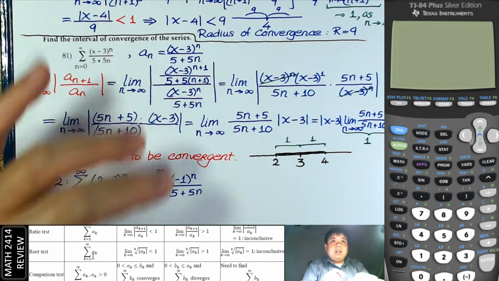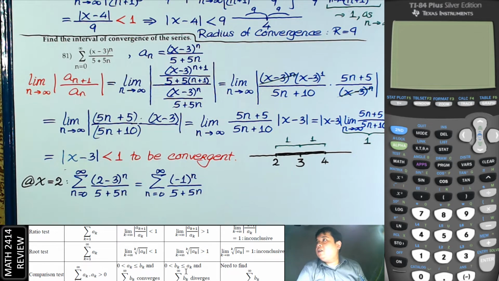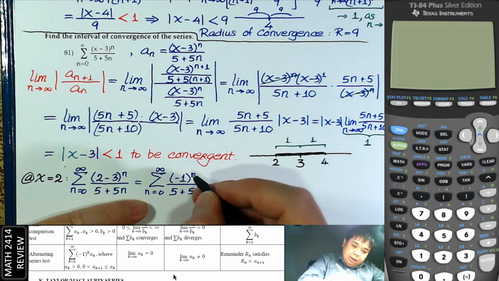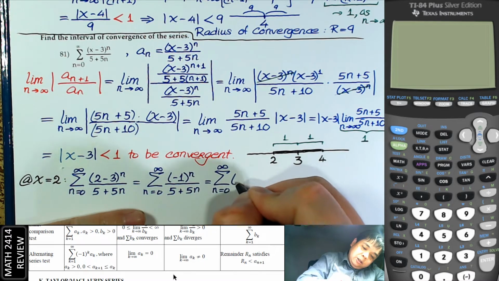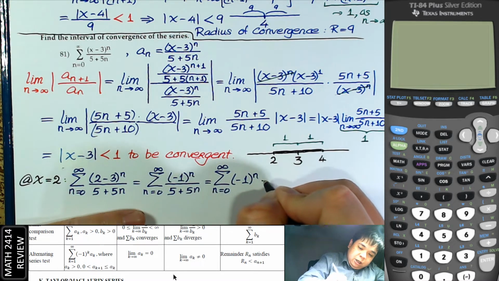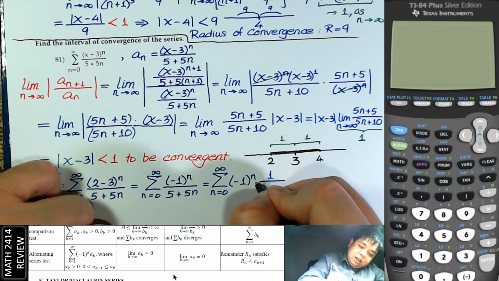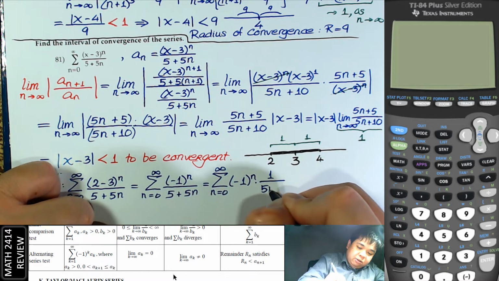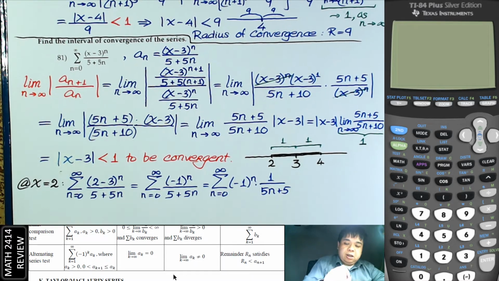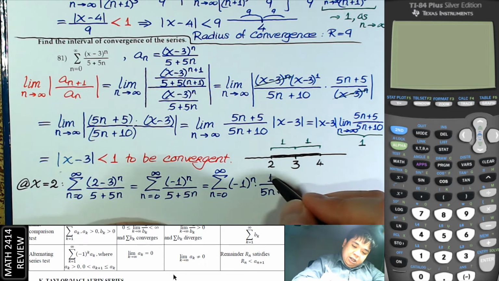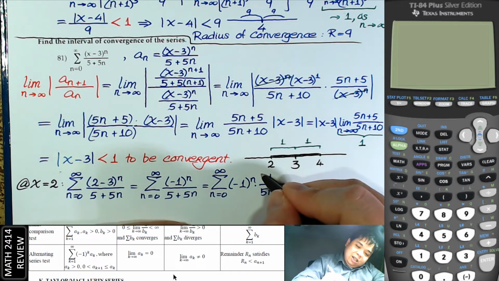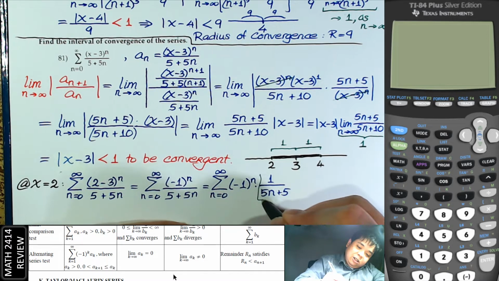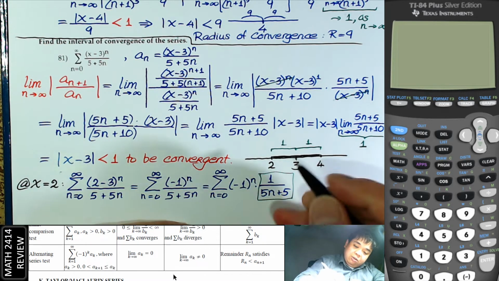Right, now this is an alternating series. So I will write this. I write out the alternating factor, and then the rest I just say 1 over 5n plus 5. Now, for the alternating series, call this b sub n, or is that a sub n? It doesn't matter. It's okay. Just call the term that without the alternating factor.